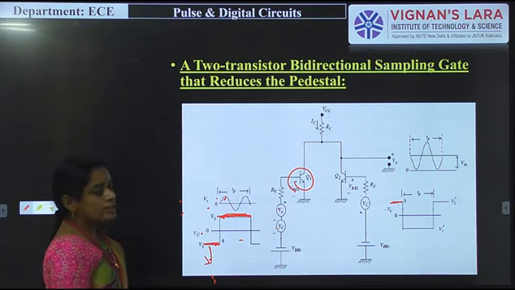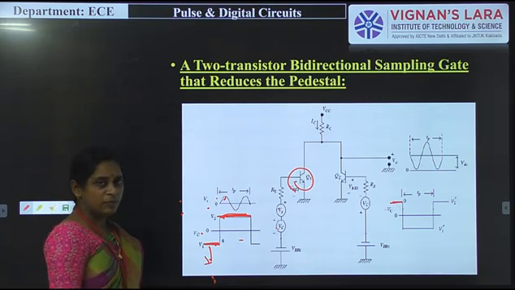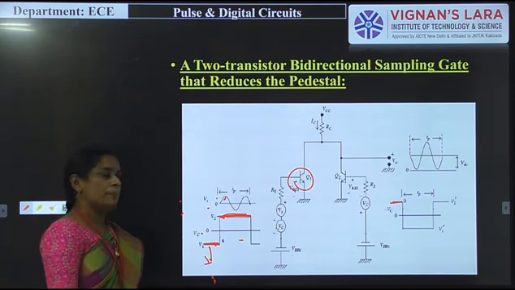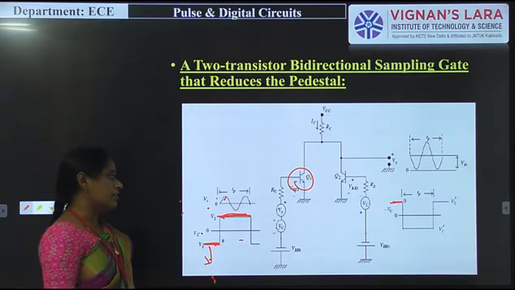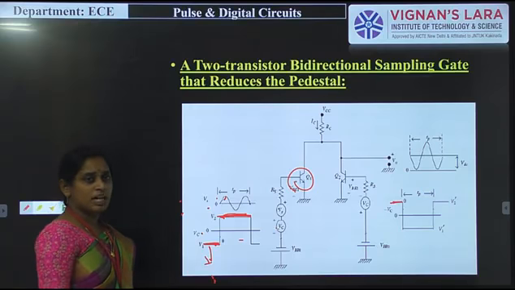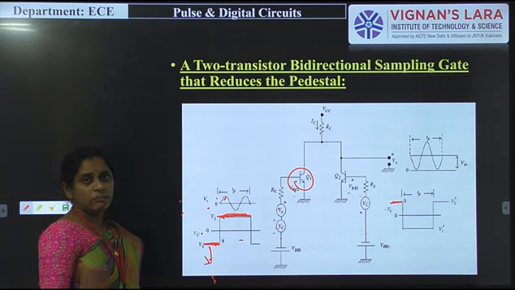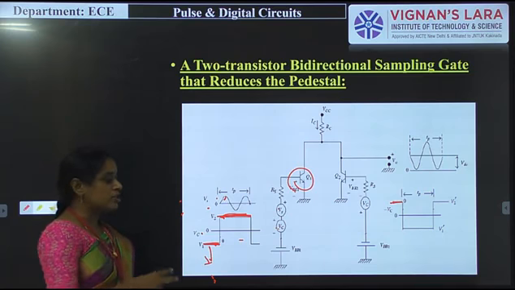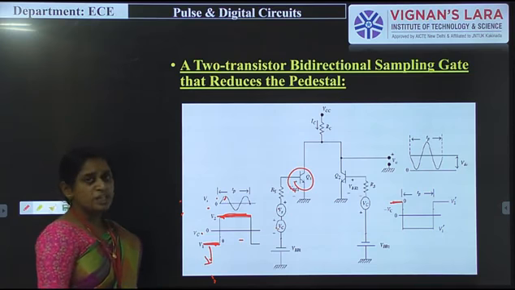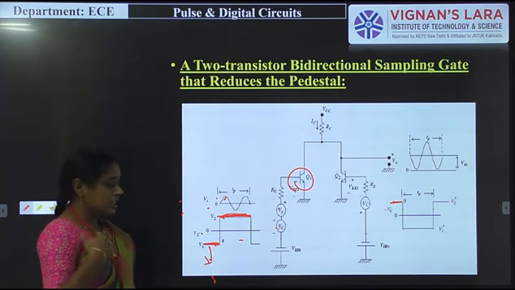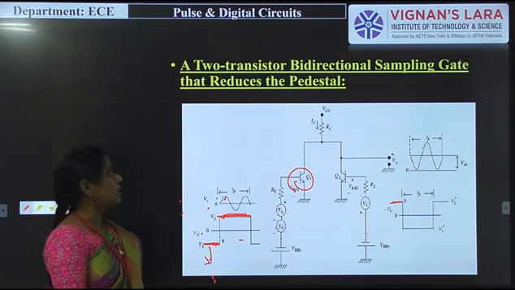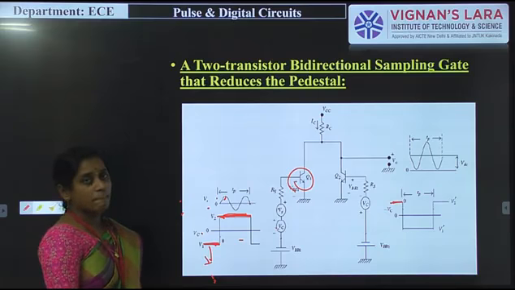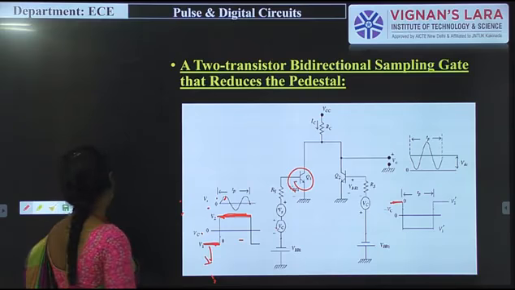But here there is also another problem. The pedestal will be eliminated, but there is a chance of another problem. What is the problem? Whatever the input signal, that will be produced at the output side, so that is very clear. But the output is produced with a phase shift, nothing but it is shifted by 180 degrees. So that is the problem of this particular type of two transistor bidirectional sampling gate.